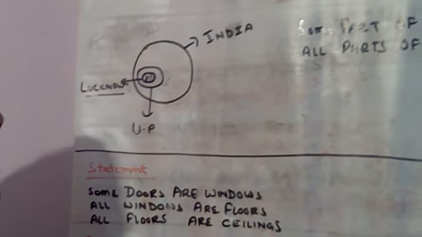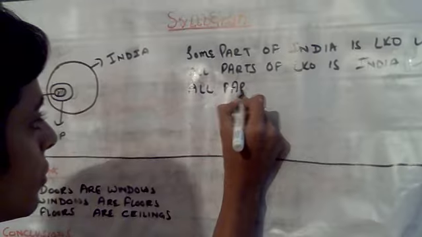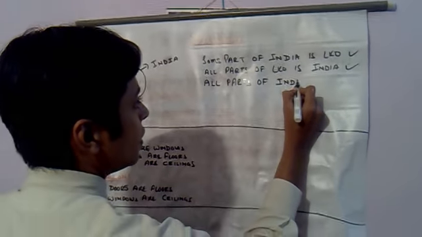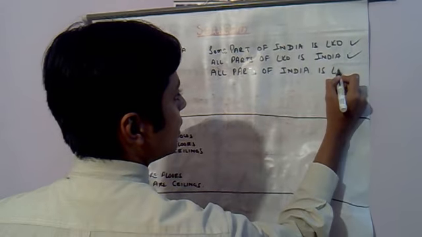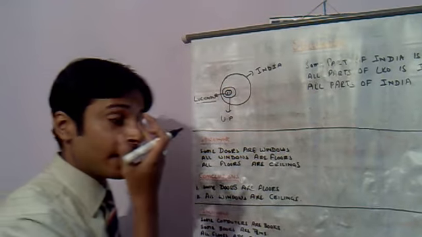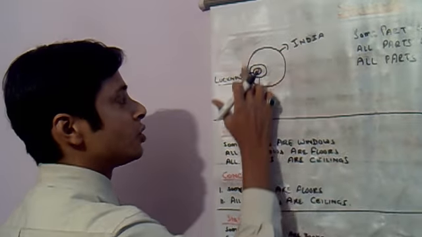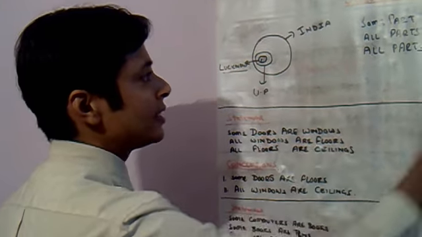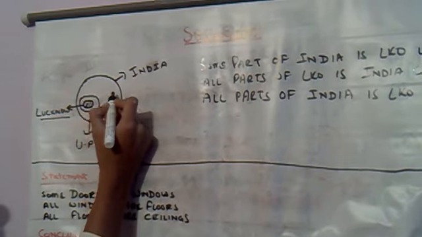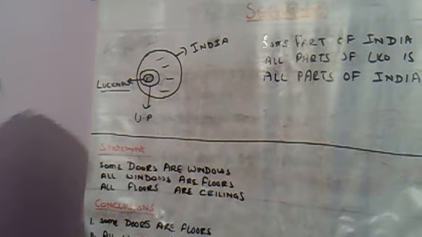Let's see. If I say all parts of India is Lucknow, is it correct or not, folks? Let us see if it's correct. This one says that all the parts, that is, the total part of India is Lucknow. Friends, as we can see, there are many other parts that are not included in Lucknow.